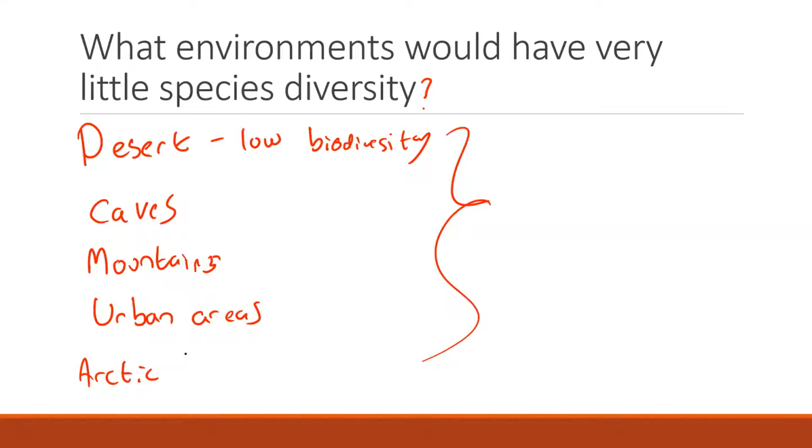Aside from having low species diversity, why do they? I guess what I want to get to is the why. Why are these places, especially if you think of the desert, the Arctic, the mountains, what makes these places have low biodiversity? If no one has an answer, that's okay.